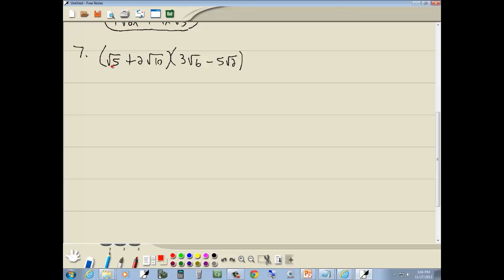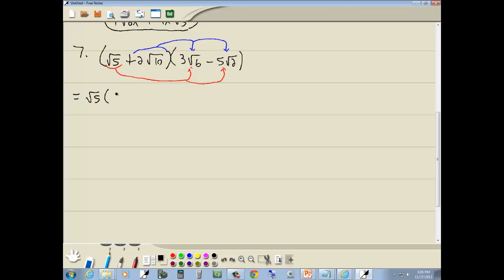I'm going to use the line method I teach. So I'm going to take the square root of 5 here, my first radical, I'll multiply it times the first radical over here, and multiply it times the second radical. I'm also going to take this 2 square root of 10 and multiply it times the first radical over here and times the second radical. So let me just follow the line and see what to multiply together.